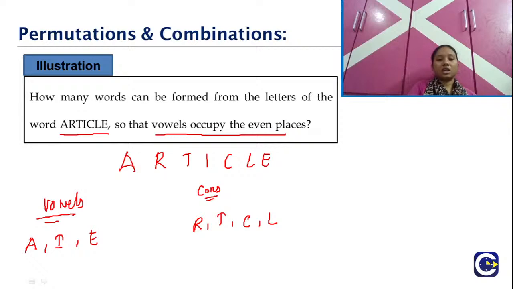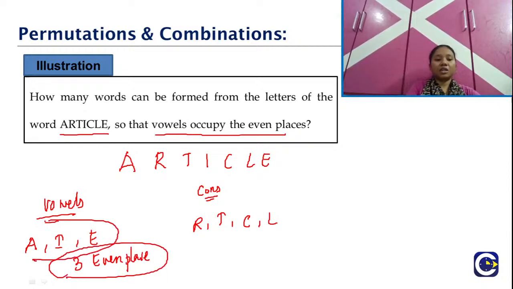So these vowels have to occupy even places. In this word article, how many even places will we have? 1, 2, 3, 4, 5, 6, 7. So total will be 7 places, amongst which we'll be having 3 even places. So these 3 vowels have to be arranged in these 3 even places. That means the number of arrangements will be 3p3. Right.